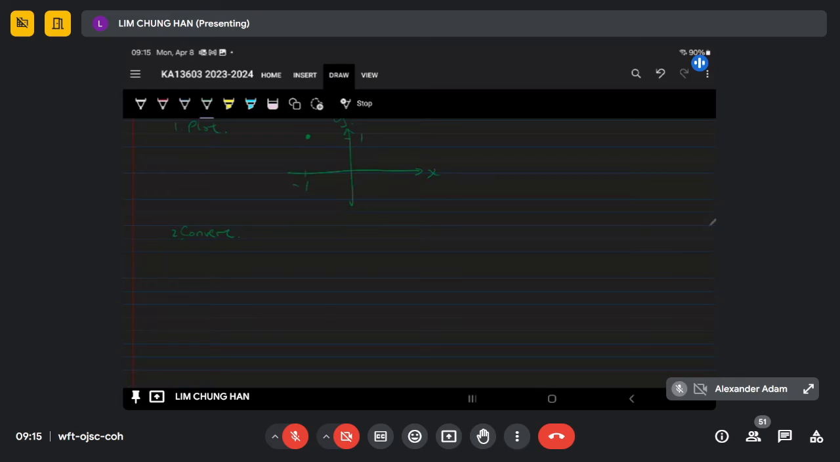When you're converting, for this one you're going the other way around. That means you're going from x, y to r, theta. So now you need to go through the two formulas from earlier. What are the two formulas that you can use? Pythagoras and tangent. Yeah, correct.